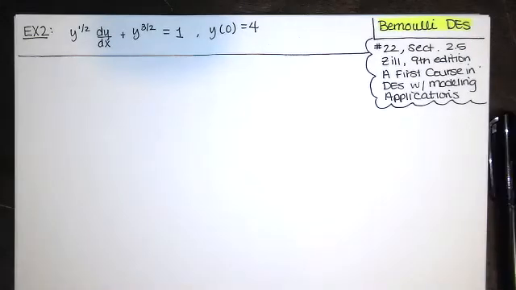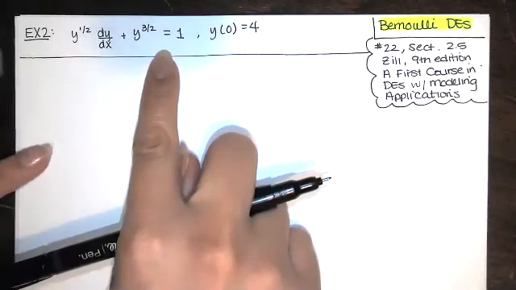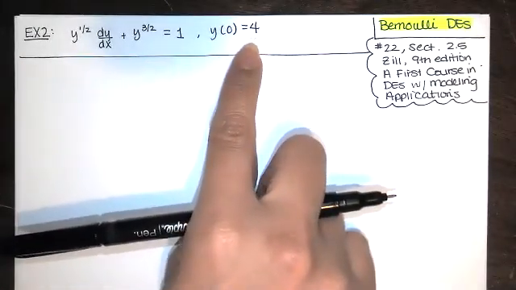In this video, we solve another Bernoulli differential equation. This is problem 22 from section 2.5 of the ninth edition of the Zill textbook. It's called A First Course in Differential Equations with Modeling Applications. This is the differential equation. We've also got an initial condition.